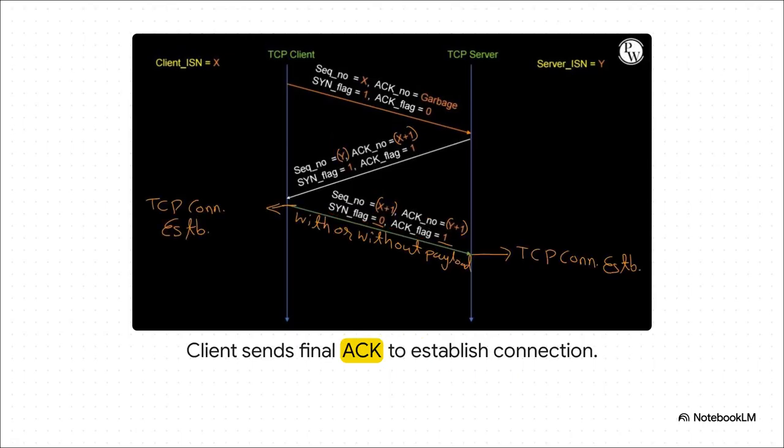Finally, the client gets this and essentially says, awesome, let's talk, by sending packet 3. In this very last step of the handshake, the client sets just the ACK flag to 1. And the acknowledgement number it sends back? You guessed it, it's the server sequence number Y plus 1. And just like that, our three-way handshake is complete. The TCP connection is officially established, and data can finally flow in both directions.